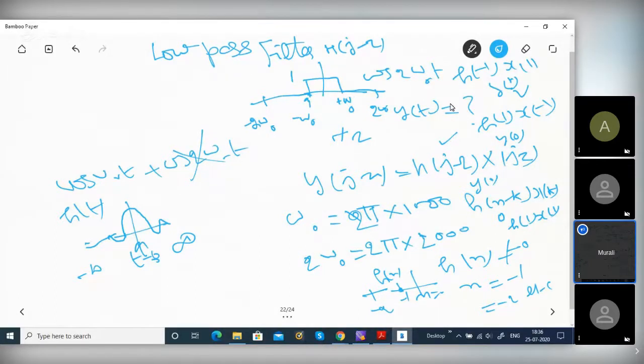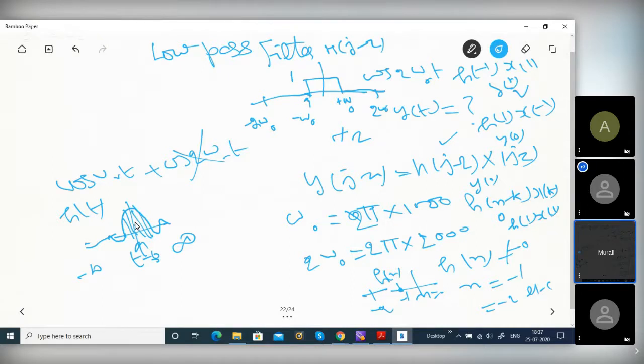Is it causal? This h of t I wrote is in the continuous domain. To slice it, each n equal to 0, 1 and so on, it is discrete domain actually. It is just like slicing it. By the way, that shape is the same. So it is non-causal, I say, because for n less than 0 it is also non-zero actually. Right? You cannot realize this actually. Can you realize this? You cannot realize this, right?